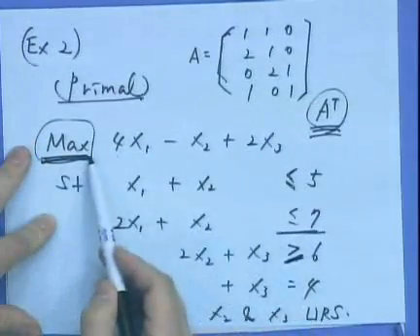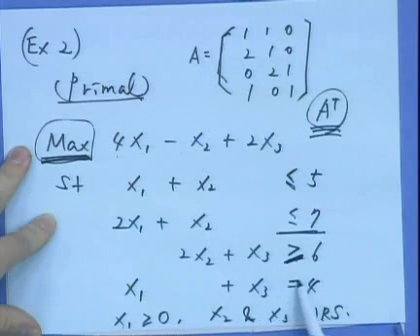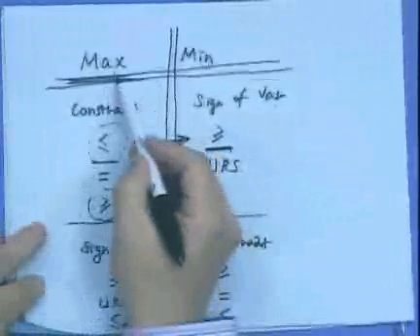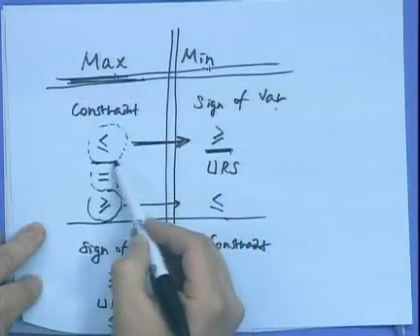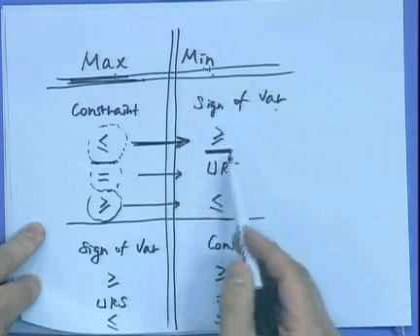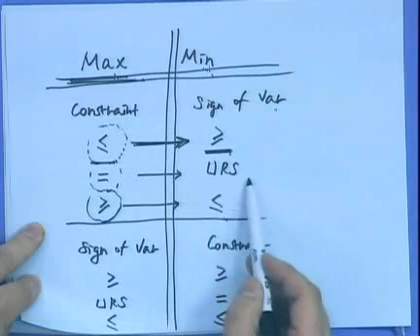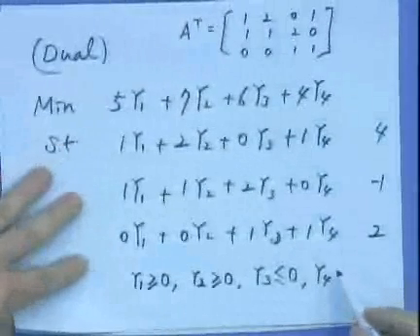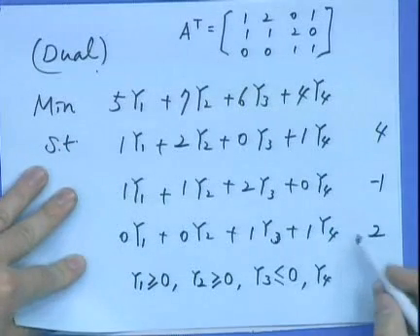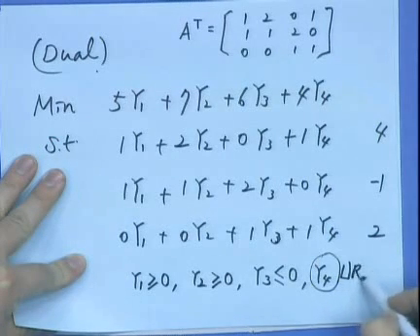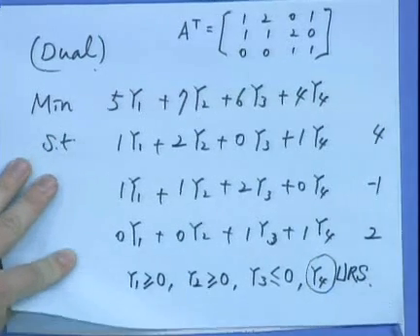And in the maximization problem, the last constraint is an equal sign, which means in the minimization problem the corresponding decision variable should be unrestricted in sign. So the last decision variable in the dual problem, which is the y4 variable, should be unrestricted in sign. Okay?